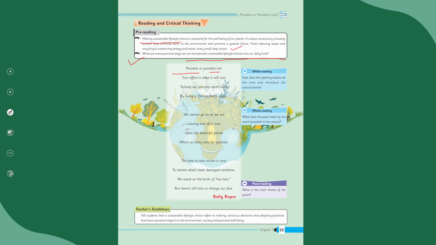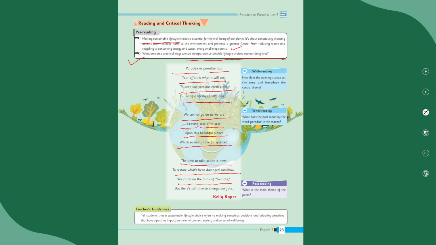Paradise or paradise lost. Your effort is what it will cost to keep our precious earth clean by living a lifestyle that's green. We cannot go on as we are, living scar after scar upon this beautiful planet, which so many take for granted. The time to take action is now, to restore what's been damaged somehow. We stand on the brink of too late, but there's still time to change our fate.